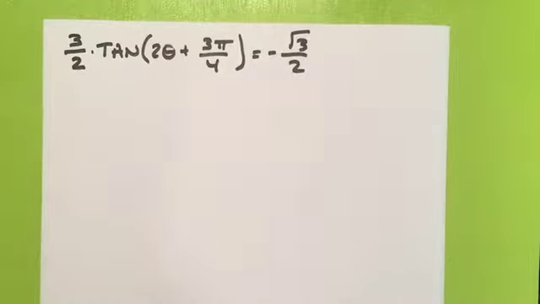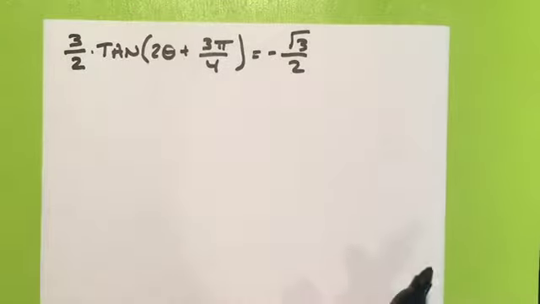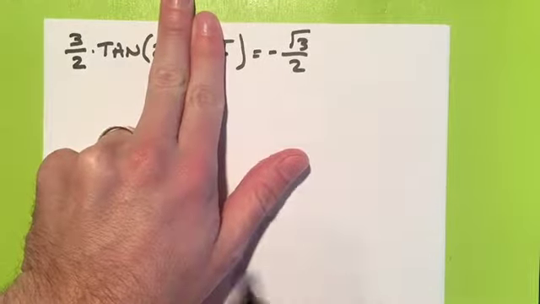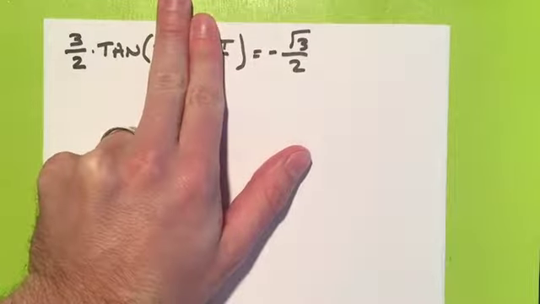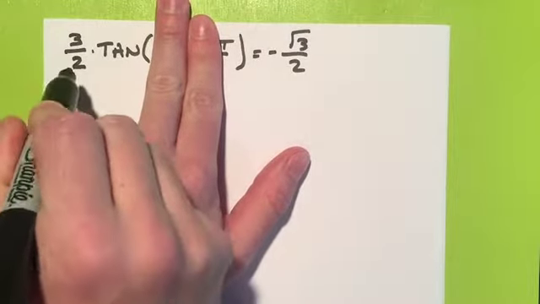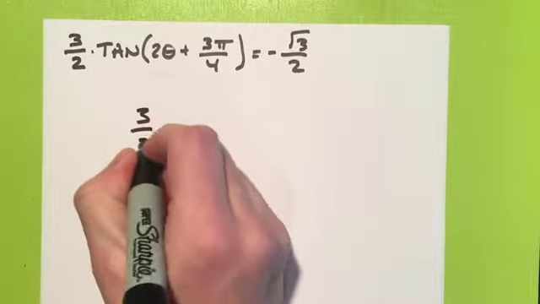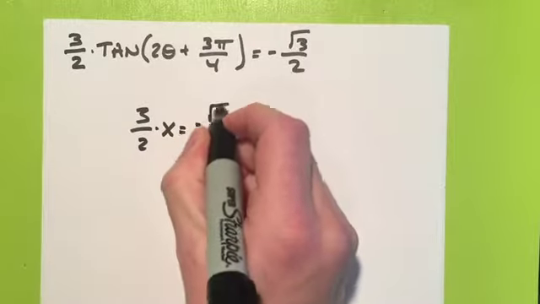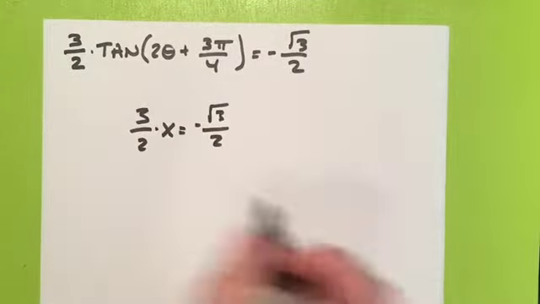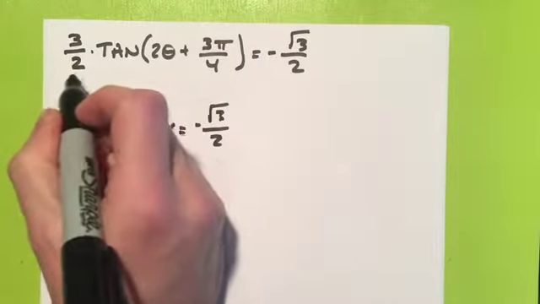Yikes! There's all this stuff around here. There's the theta. There's other stuff in. Let's forget about that. Well, it's tangent of something. We'll take care of the tangent. Oh, there's something on the outside. Get rid of it. We know very well if we have 3/2 x equals negative root 3 over 2, well, we would multiply by the reciprocal and clear this out.